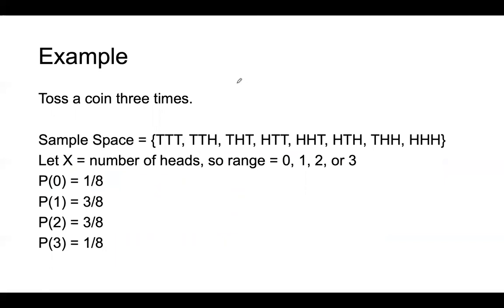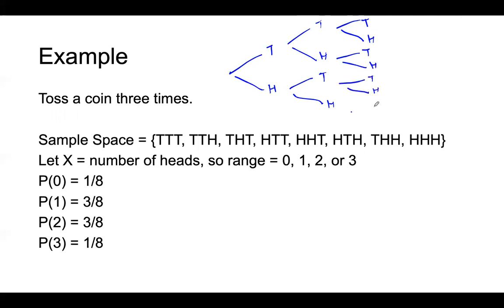So toss a coin 3 times, 1, 2, 3. So we can create a sample space. We've done this before where we have tail, head, tail, head, tail, head, tail, head, tail, head, tail, head. And we have our sample space. We see that the number of heads ranges. You can have no heads, 1, 2, or 3. So that is the range.